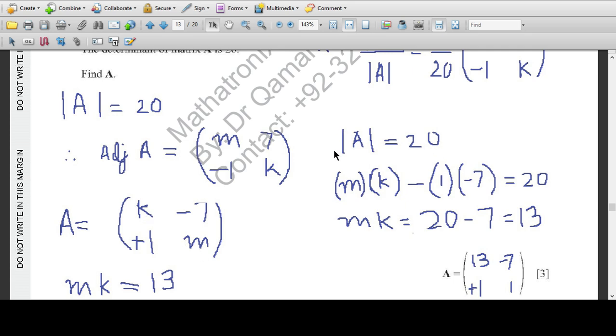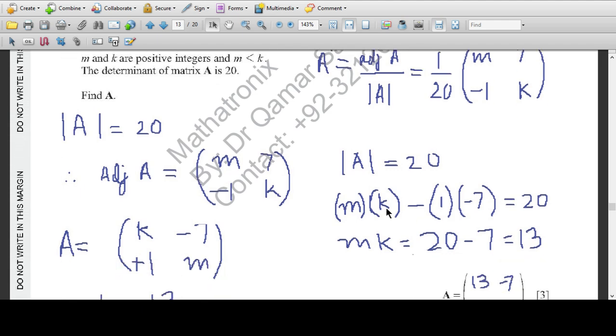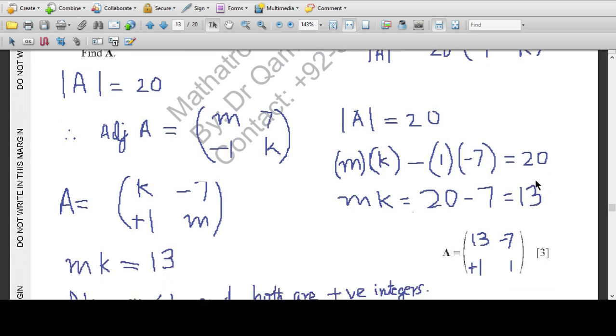So for this purpose we know the determinant of A is given as 20. So the determinant of this matrix with km and 1, minus 7 is 20. So mk, this is minus plus 7, and this 7 on the other side becomes minus 7, and this is mk is equal to 30. So we have to obtain two numbers whose multiplication is 30 and both are integers. So this is not very easy.